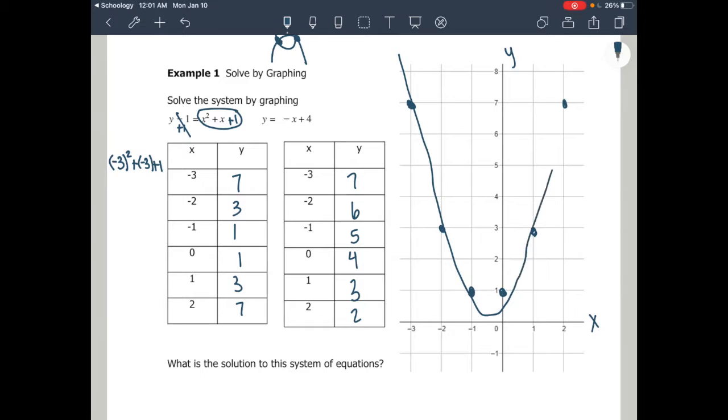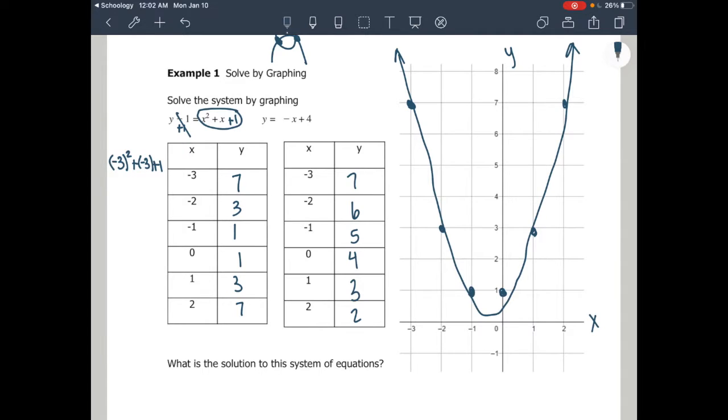We don't have the vertex, but I'm just going to sketch that in there. And if yours is not looking like a parabola, excuse me, sorry, I had to sneeze. It's supposed to be a parabola, so if it's not, you obviously need to recalculate.